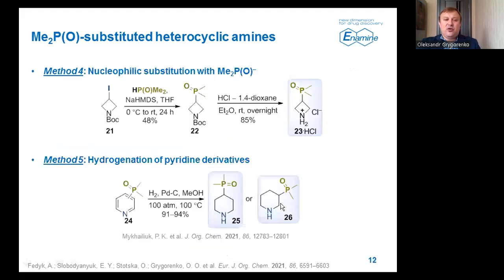For the preparation of the azetidine derivative, we have used a simple nucleophilic substitution reaction, since this unit is not as prone to elimination reaction as its homologs. And indeed, compound 22 was obtained, albeit in moderate yield, but on large scale. After the protection, we obtained the corresponding azetidine with high efficiency.